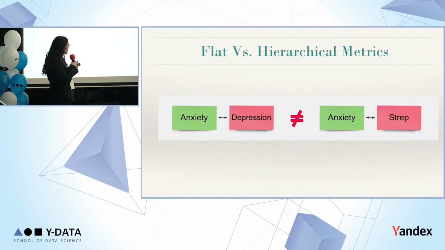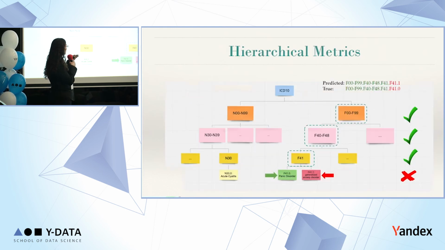But if we use hierarchical metrics, then anxiety and depression, which are closer together and are more similar, will be penalized less than two conditions that are very far apart in the hierarchy. So how do we do that? I'm not going to get into the formula of hierarchical metrics.